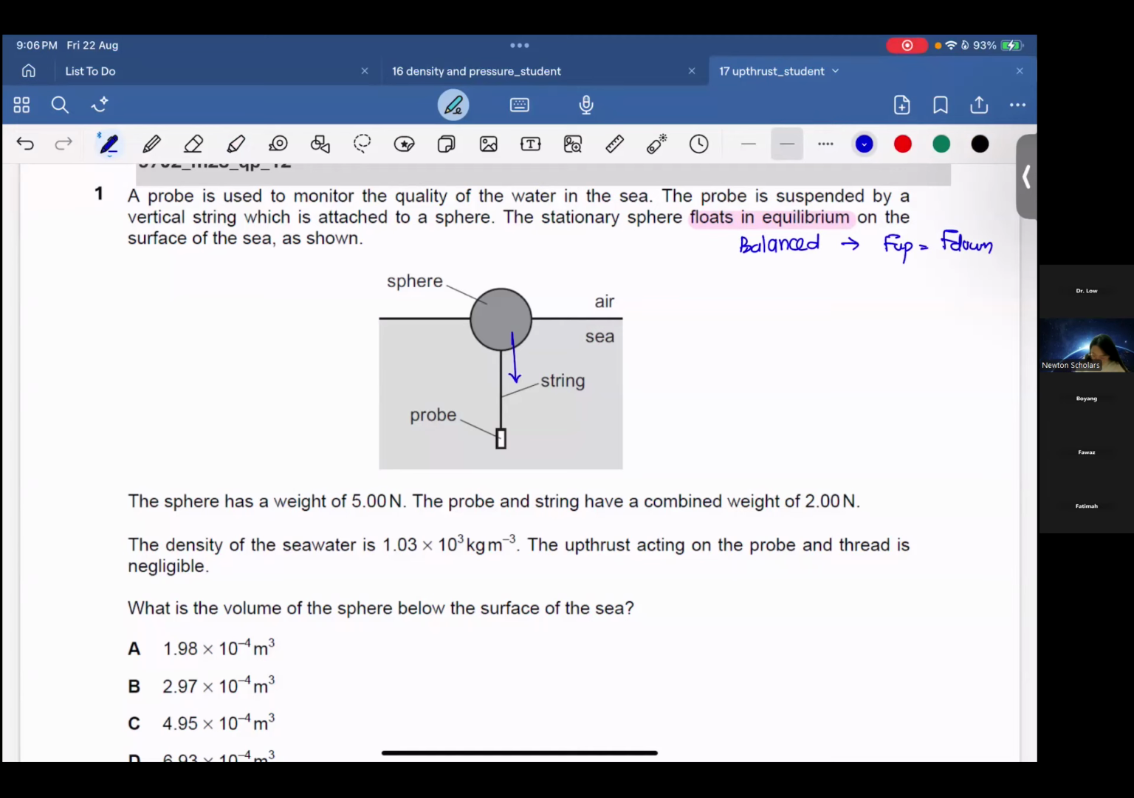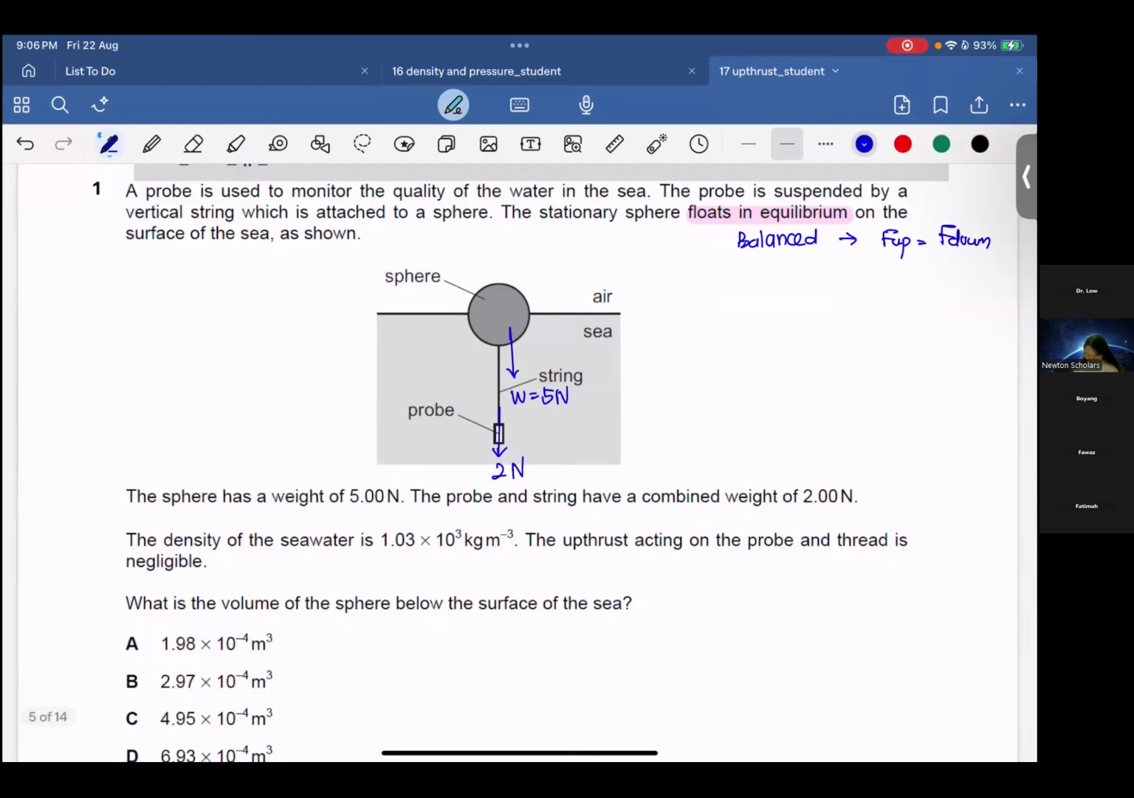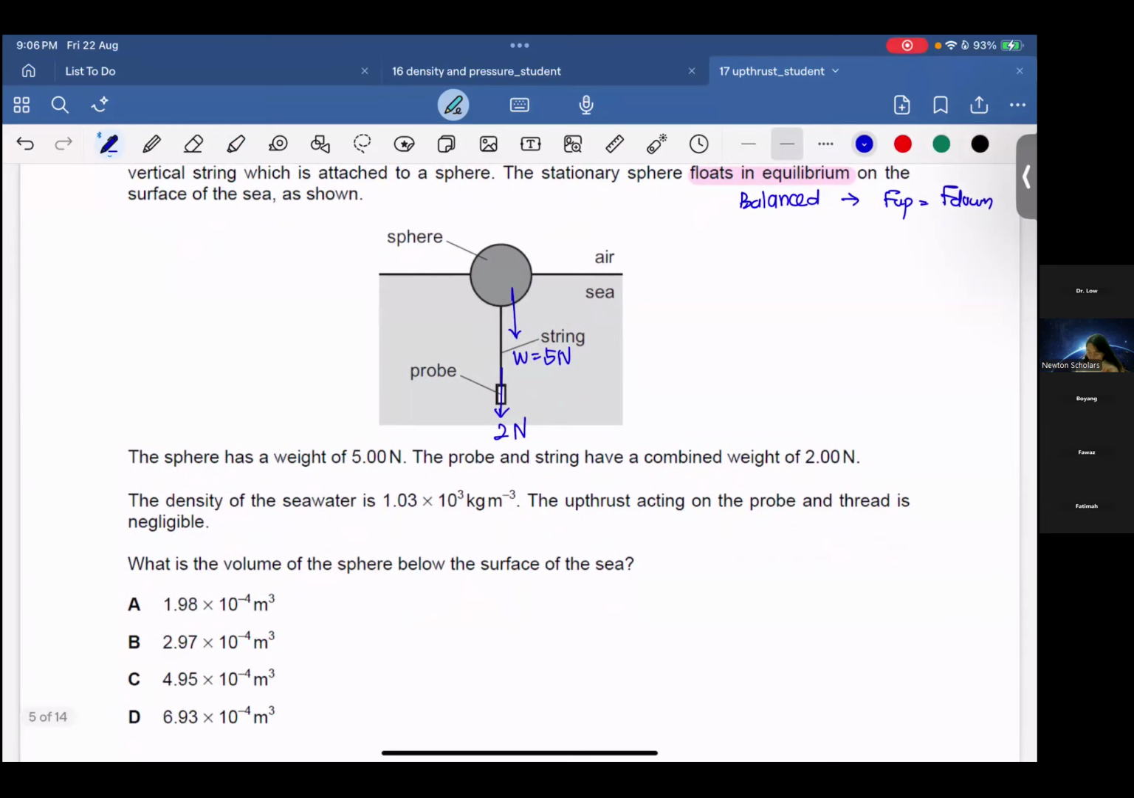The sphere has a weight going down of 5 Newton. The prop and string have a weight going down of 2 Newton. The density of the seawater is 1.03 times 10 power 3. The upthrust acting on the string part, we ignore. Then after that, what is the volume of the sphere below? They want you to calculate the volume immersed below the surface of the sea.